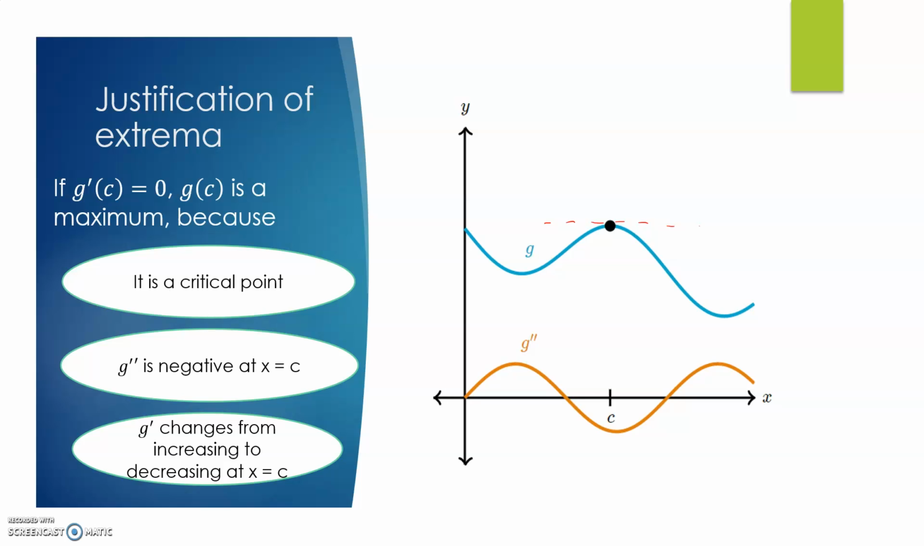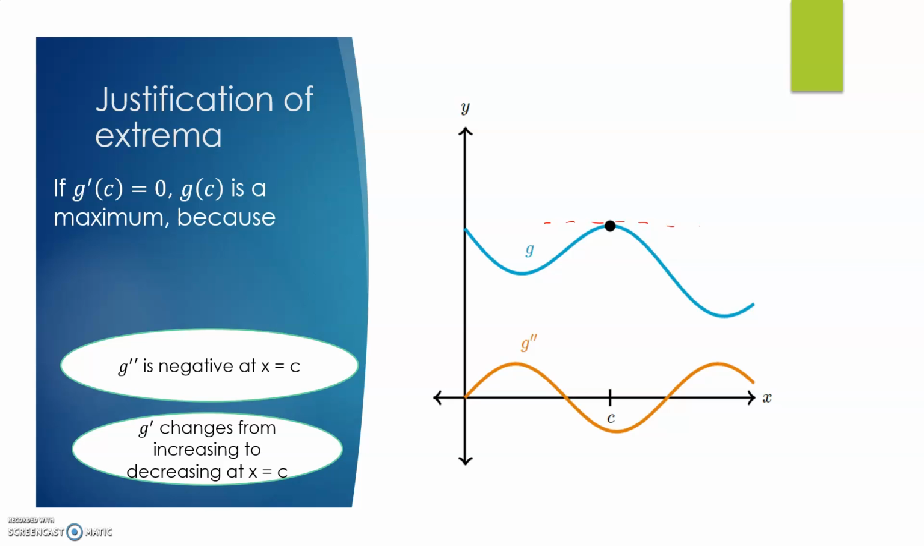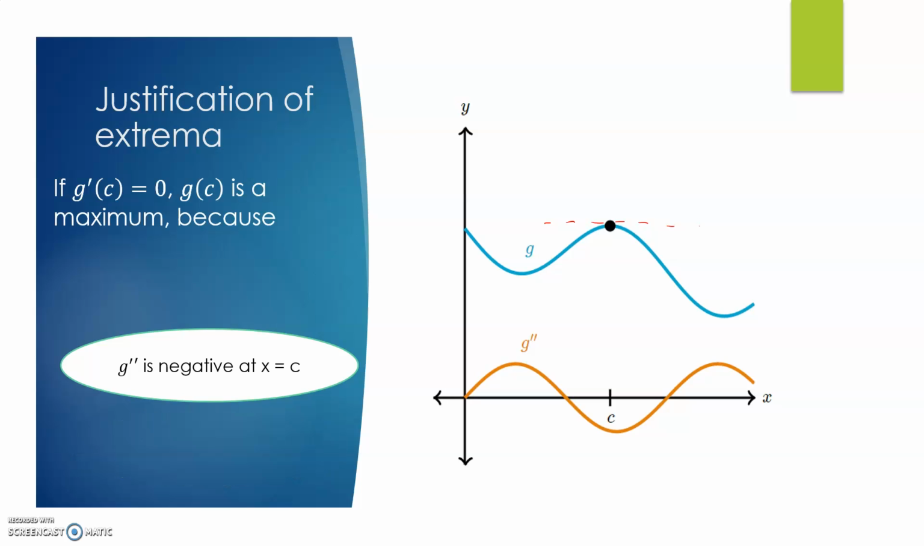It is true that there's a critical point at g of c, but language is important. When I say it is a critical point, what are we talking about? That's also not enough to justify a maximum or a minimum. You can be a critical point without being either. And then again, we have that unclear language about g prime. It's true that g prime is changing from positive to negative at x equals c, but we don't have a graph of g prime. We have a graph of g double prime. And so it's easier to use the second derivative test here.